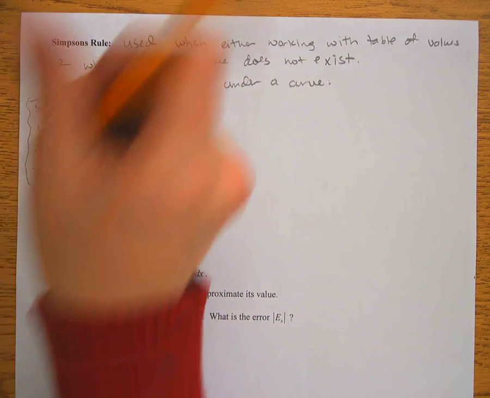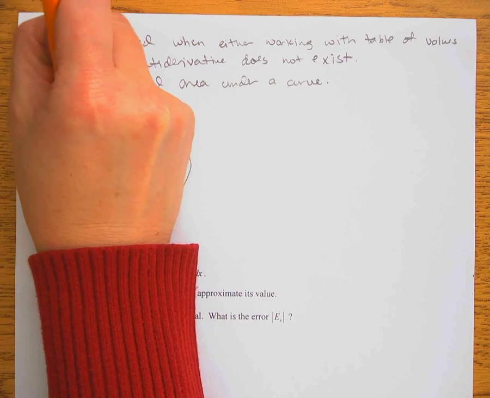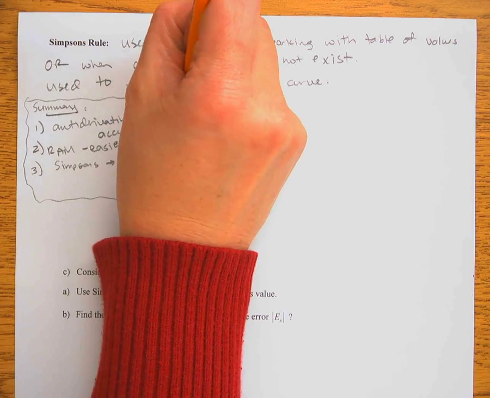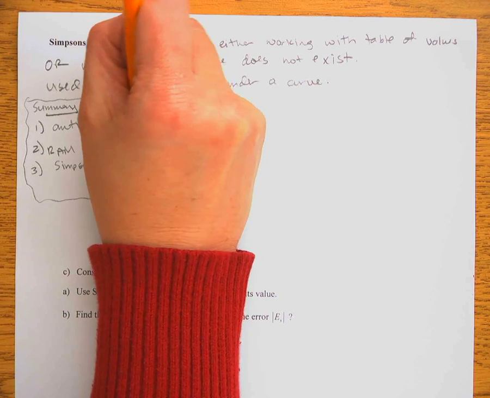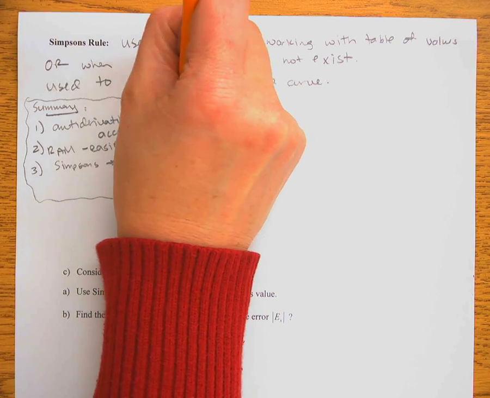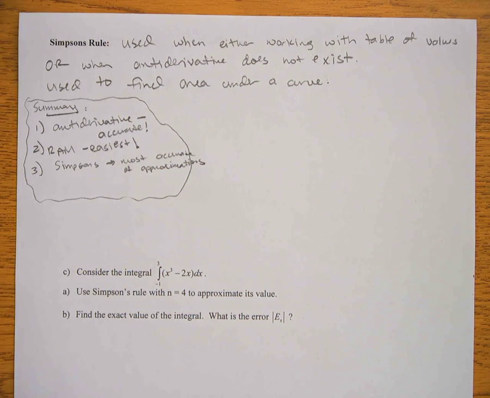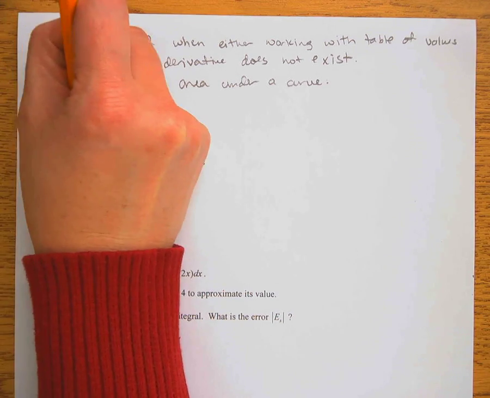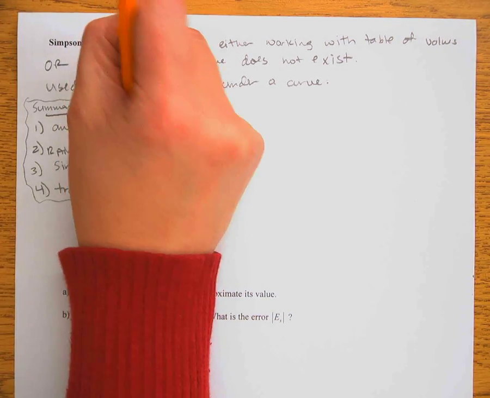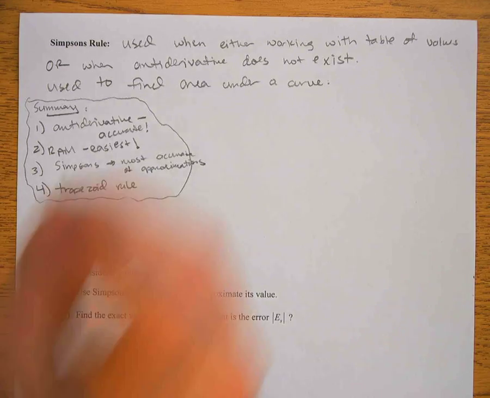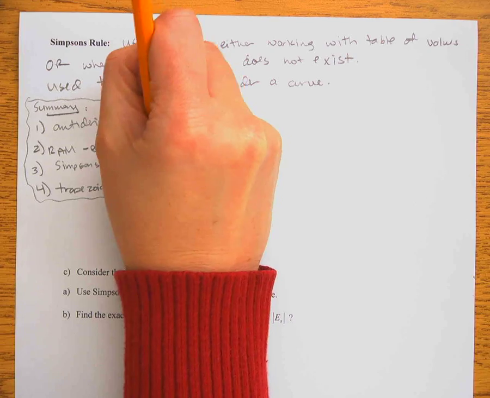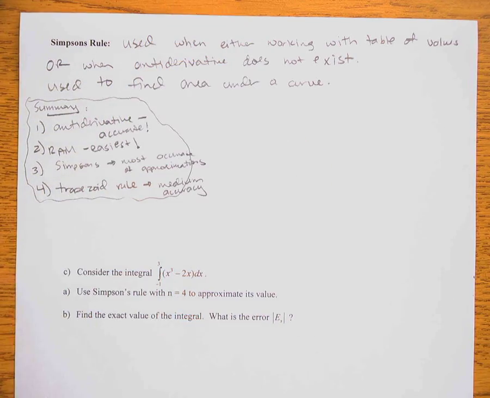Then the next most accurate would be Simpson's rule. It's the most accurate of the approximation ones. But it is a little bit more difficult, so we don't use it as often, but it will be asked of you on the AP test. And then fourthly, we have trapezoid rule. These are all the different ways of finding the area under a curve. This is medium accuracy, better than rectangles, not as good as Simpson's.